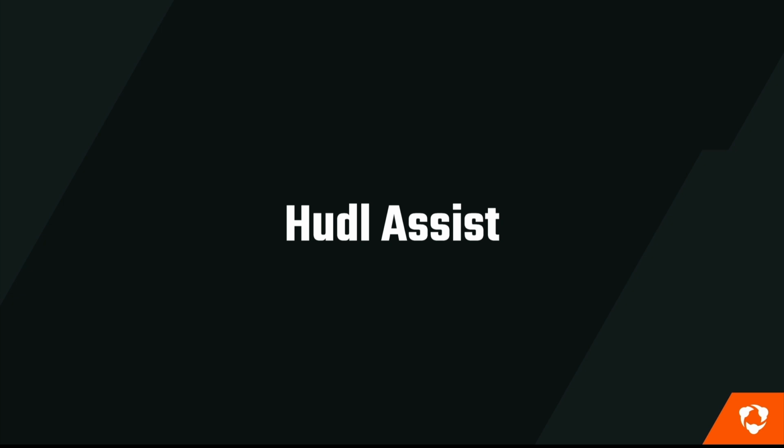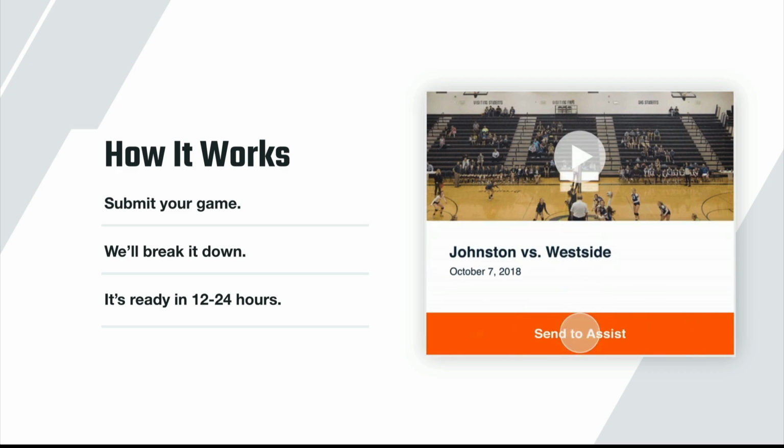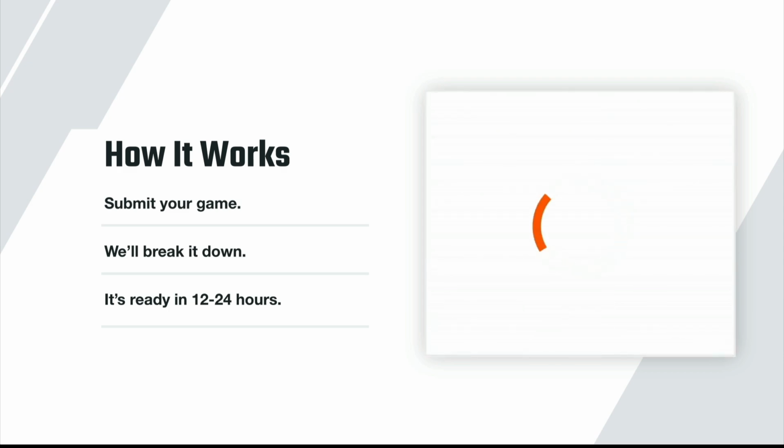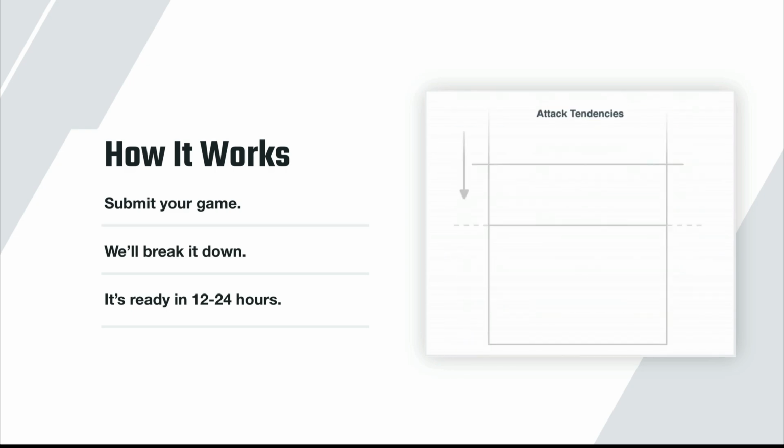You may be familiar with Hudl Assist, but in case anyone isn't, I want to give you a quick overview of what it is and how your team can use it this season. So here's a look at how the process works. First, you'll submit your game to us. Our analyst will break down the game for you, and then it'll be ready within 12 to 24 hours, depending on what type of Hudl Assist package your team has.